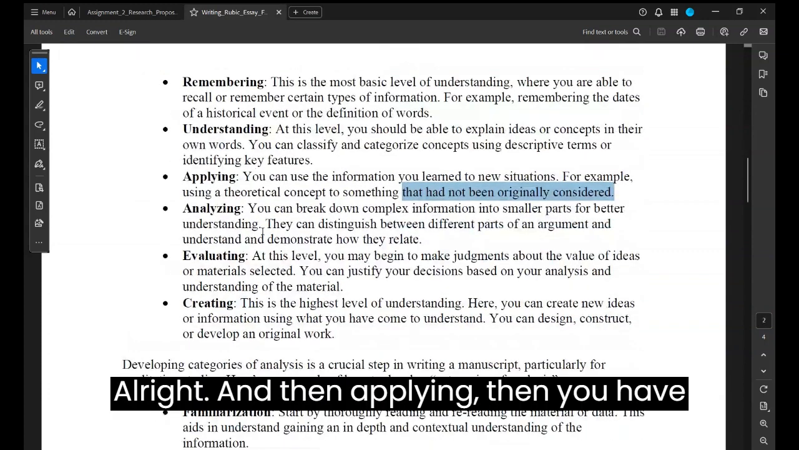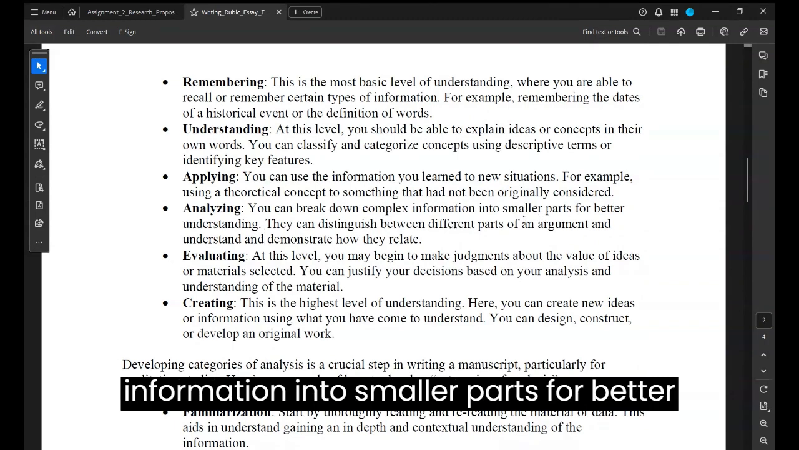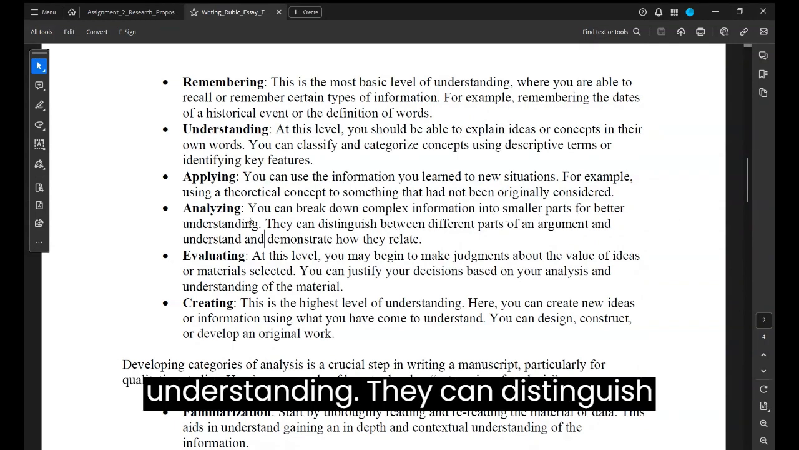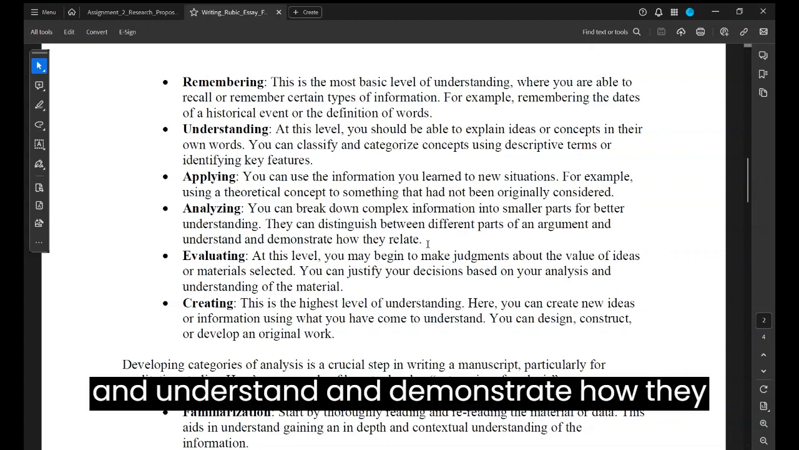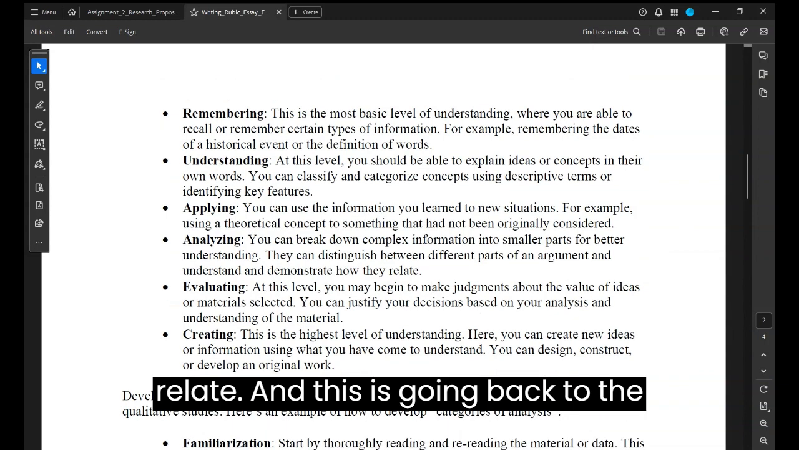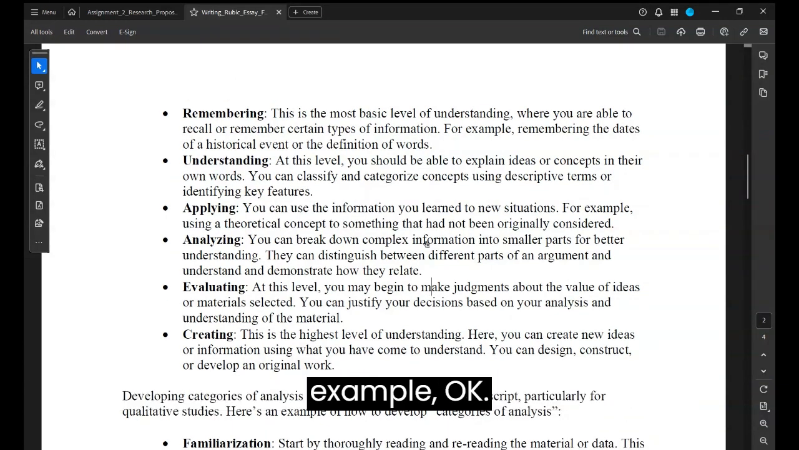All right. And then applying, then you have analyzing. You can break down complex information into smaller parts for better understanding. They can distinguish between different parts of an argument and understand and demonstrate how they relate. And this is going back to the Karl Marx example or the William Robinson example.